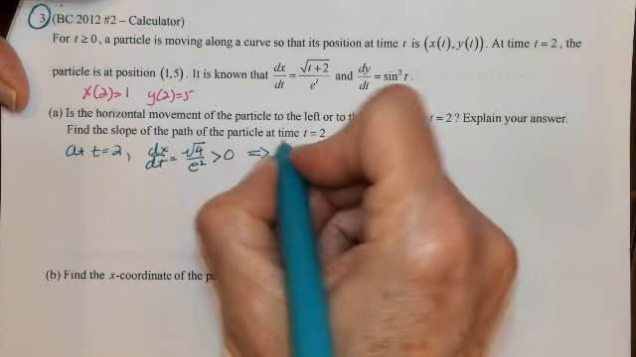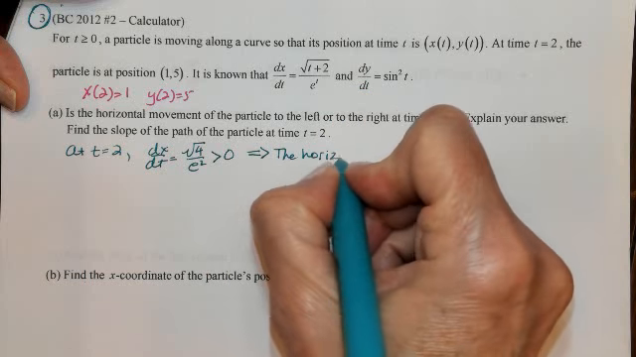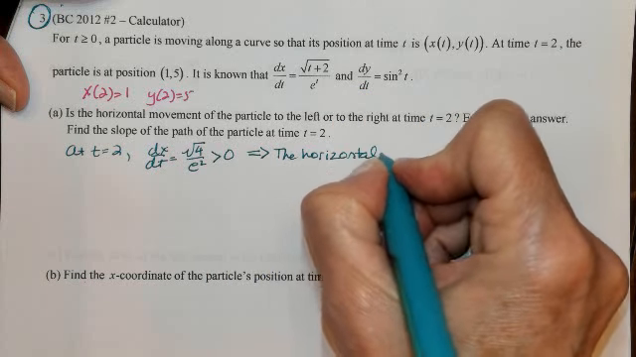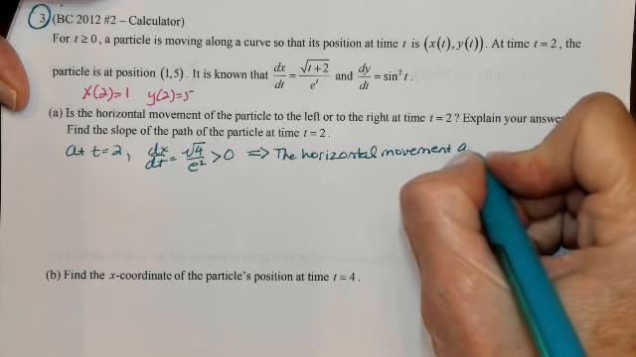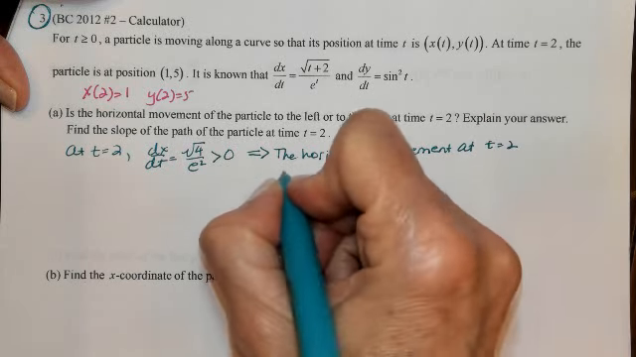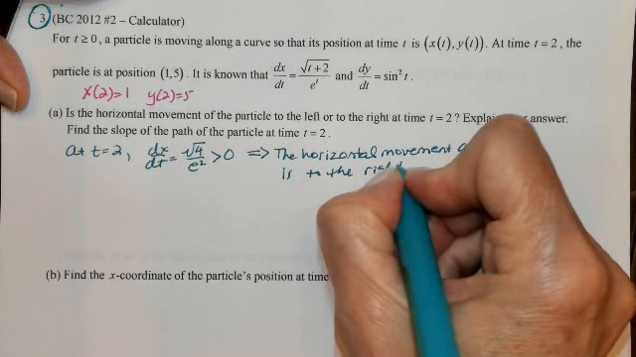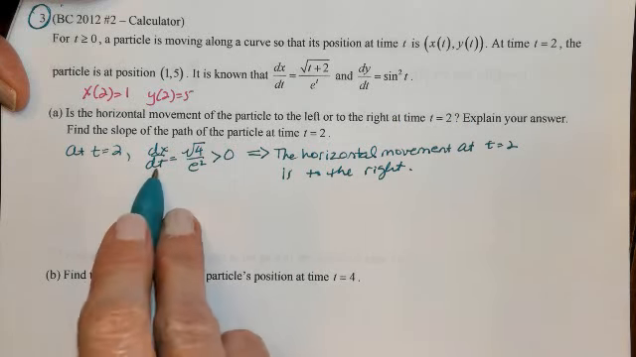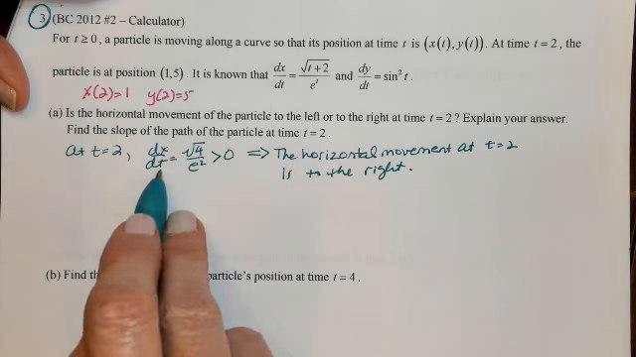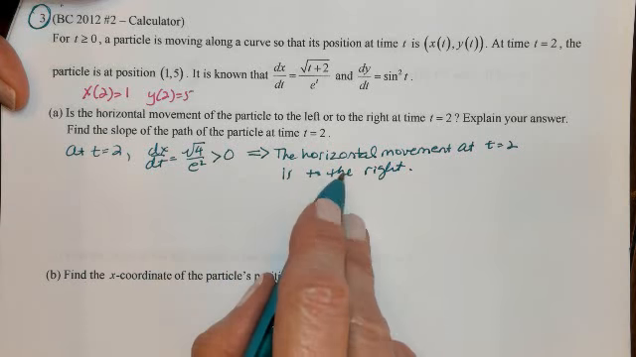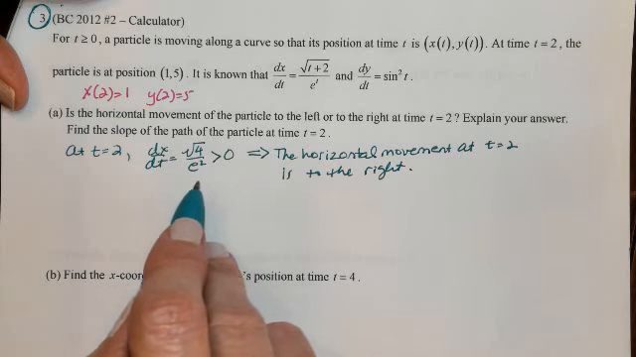Therefore, the horizontal movement at time 2 is to the right. If x prime is positive, the particle moves to the right. If x prime is negative, the particle moves to the left. That's the same with vertical motion as well, right?